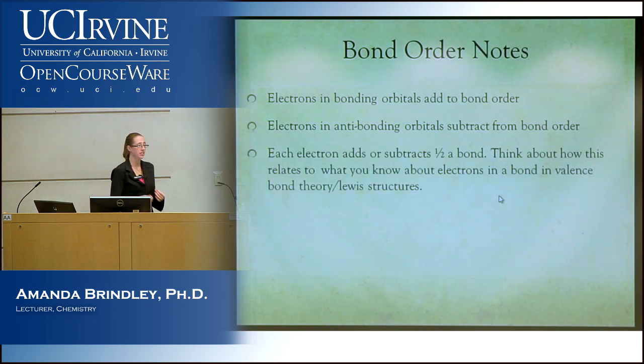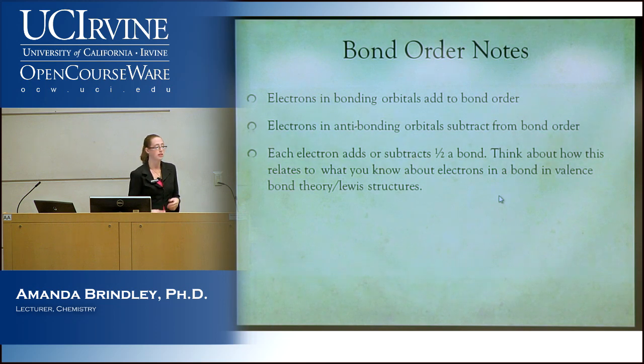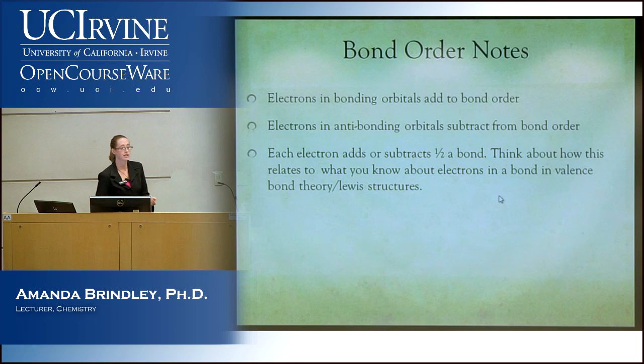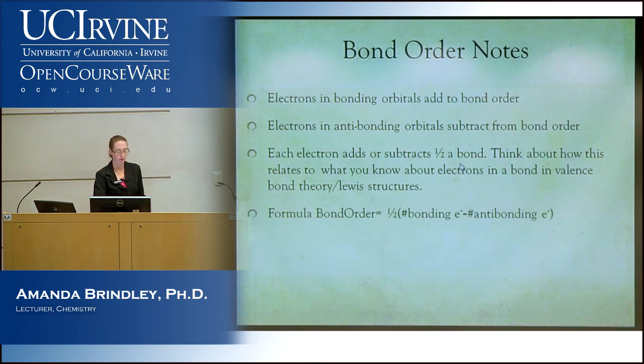Now, each one is going to add or subtract half a bond. Does this make sense with what we already know? With what we've talked about up until this moment in time, how many electrons make a bond? 2, right? In a single bond, we would have how many electrons? 2. In a double bond, how many would we have? 4. Triple bond? 6. Okay? So that already flows with the logic that we have. We know that in a single bond, we have 2 electrons, which means that each electron would add half. That's what happens here. Or subtract if it's in an antibonding orbital.